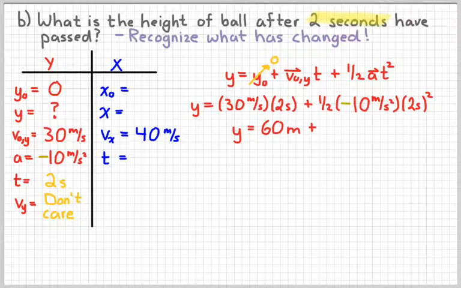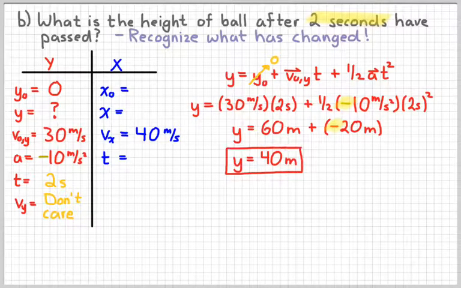And so 30 times 2 is 60. And then the other part of that is negative 20. So notice here, if you don't include that negative sign, instead of getting the correct answer of 40 meters, you'd get something like 80 meters. Like somehow it went up and sped up, is what you would be essentially doing if you forgot that negative sign. So the negative sign is kind of important.